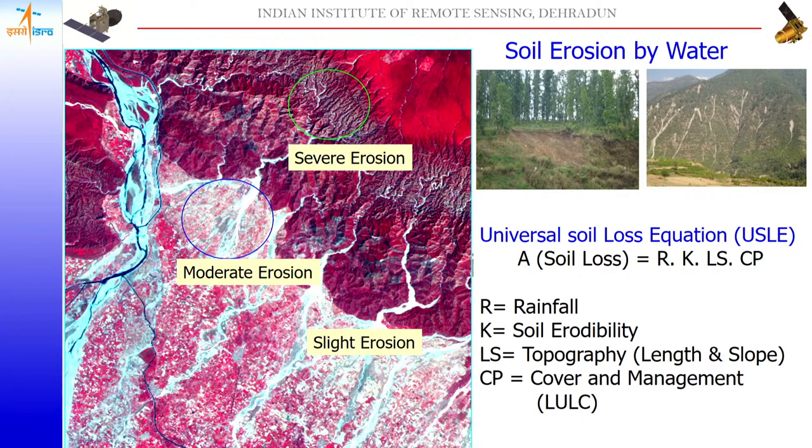So what will happen? Sandy or coarse materials will be left on the ground, giving high reflectance. That is why we characterize it as moderate erosion. But here you see, in the same area where farmers are taking crops, erosion is less, so it is slight erosion. So slight, moderate and severe erosion we can see very well from remote sensing data.